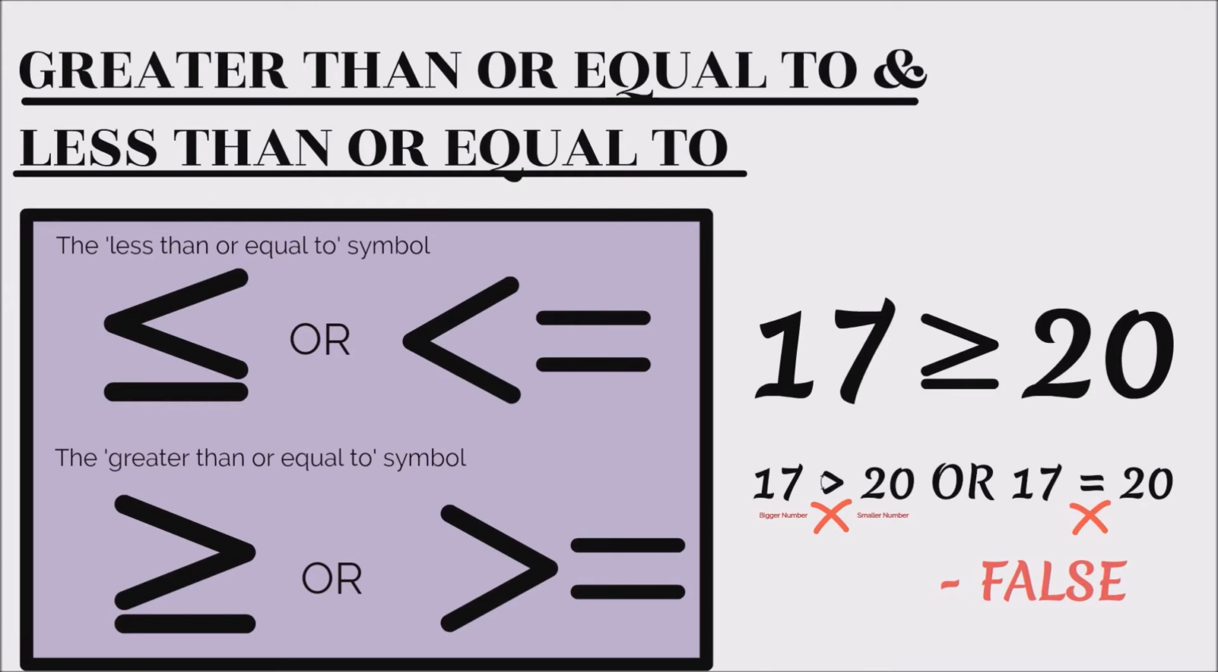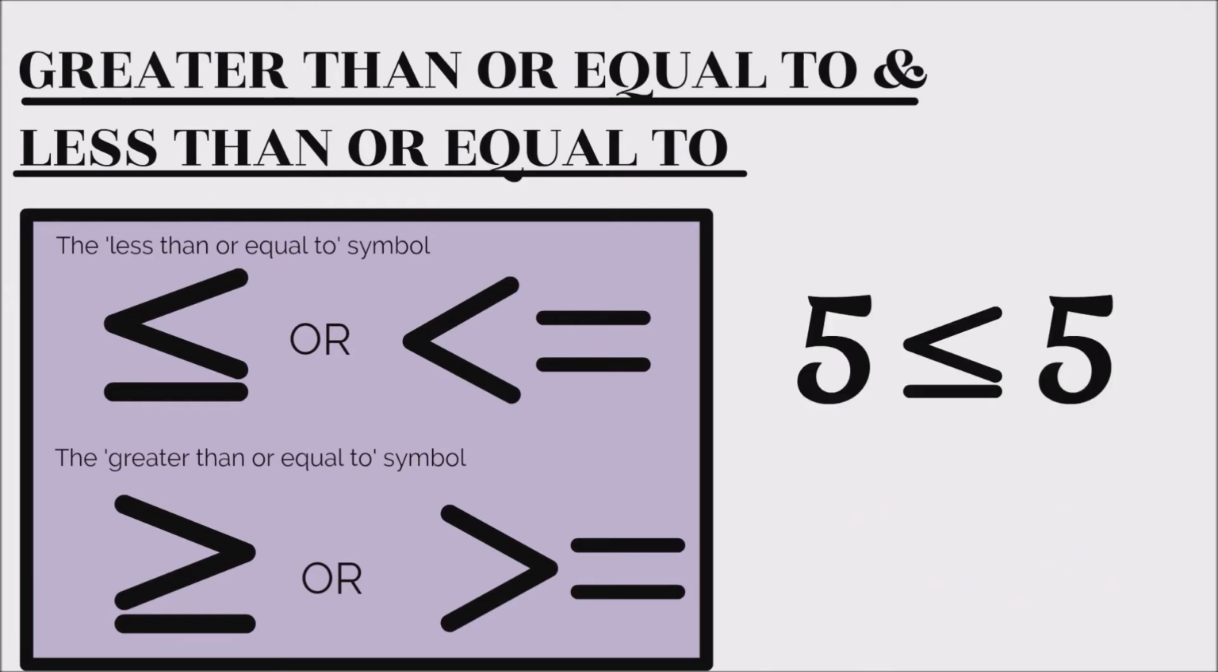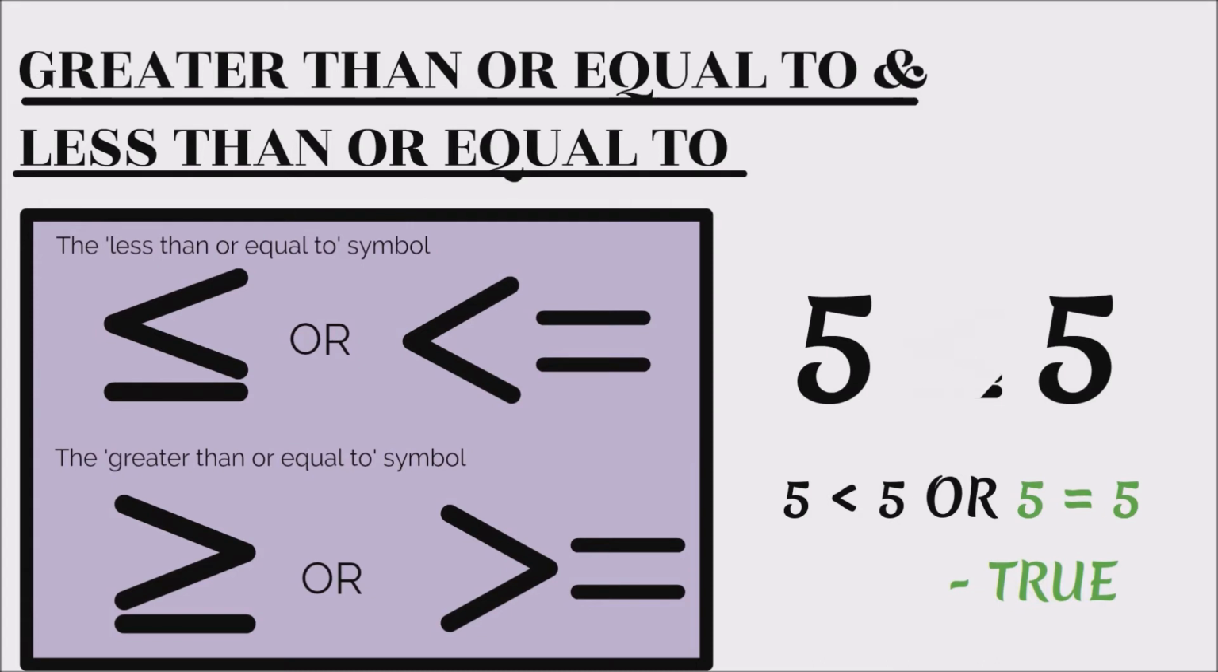Now here's the last one. Is 5 less than or equal to 5? Now 5 is equal to 5, so one of the statements holds true, which means that the entire statement is true. It also works the other way around. 5 is also greater than or equal to 5.